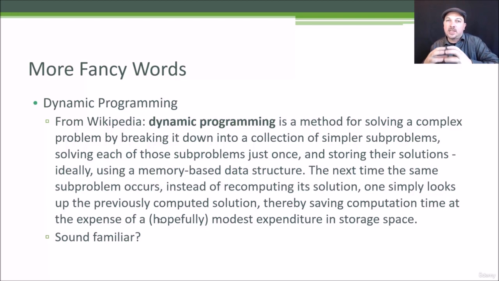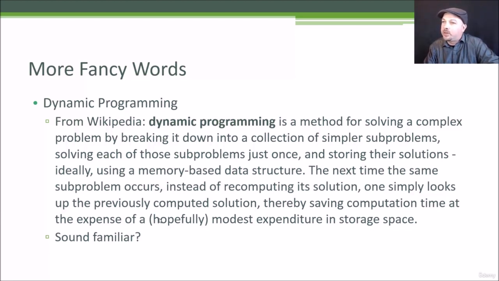There are many different states Pac-Man could find himself in, but each one of those states represents a simpler subproblem where there's a limited set of choices I can make, and there's one right answer for the best move to make. And storing their solutions, those solutions being the Q values that I associated with each possible action at each state, ideally using a memory-based data structure. Well, of course, I need to store those Q values and associate them with states somehow, right?